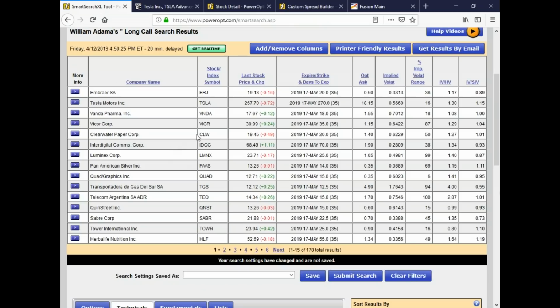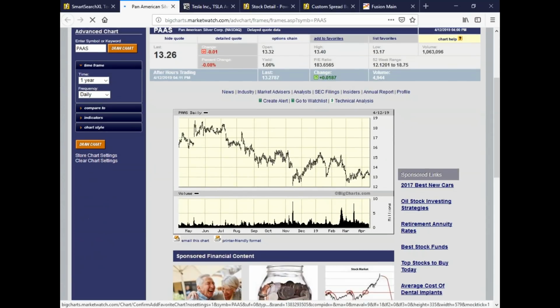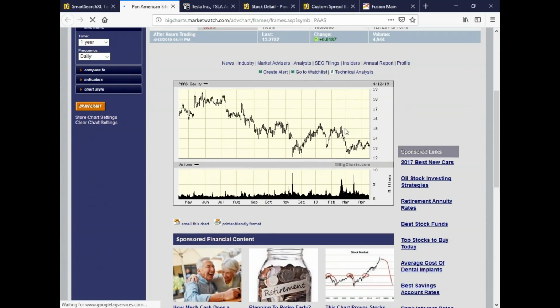Clearwater Paper, Interdigital Comms, Pan American Silver. I didn't realize silver's been declining that much recently. Very good. Okay, so not quite 90, but about 70 days to 85. It had that run up, and then it petered, and then it's fallen, had the little hiccups. You know, nothing's constant.